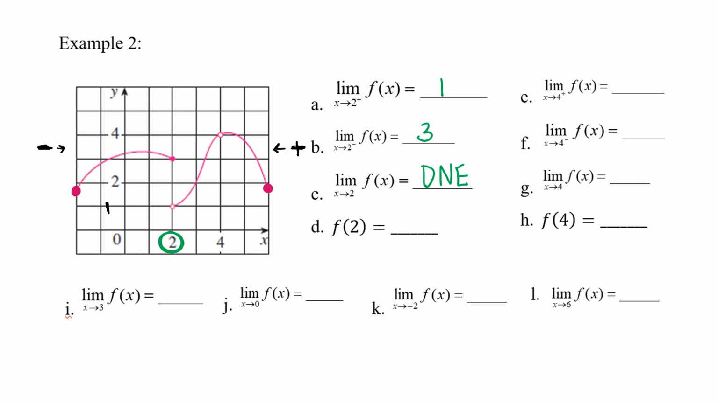I can also consider what f of 2 is. So when my input is 2, what is my actual output? Well, it's either 1 or it's 3. When you have a case like this, you want to make sure that you're looking at that closed circle. So f of 2 is equal to 3.